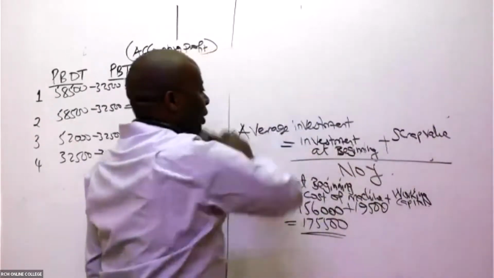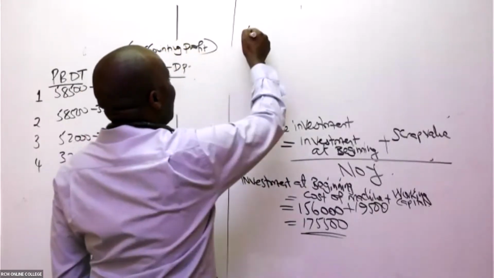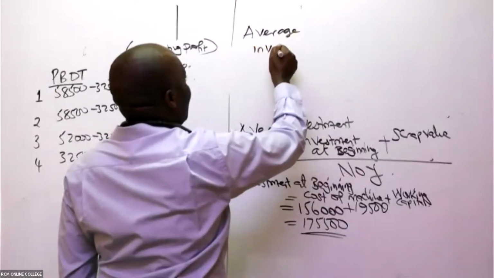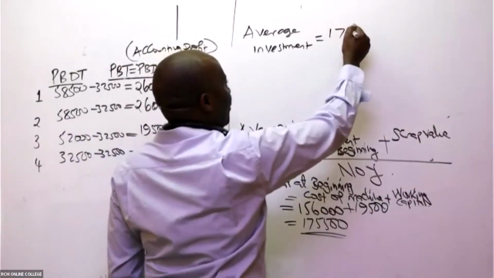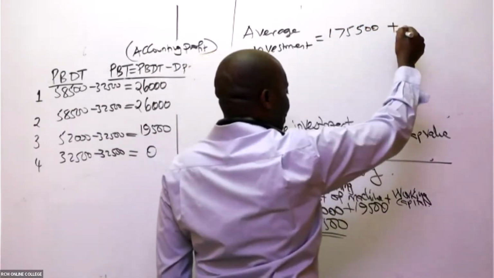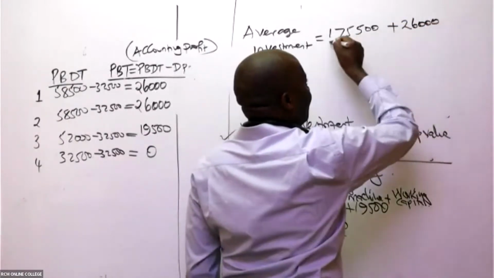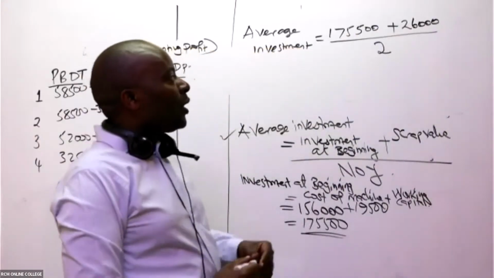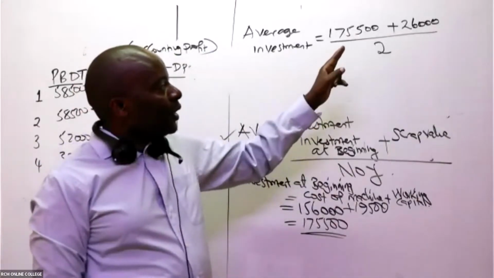And then you'll be able to come here and give us our average investment. So go ahead and give us our average investment. If you do this, 175,500, we add the scrap value, and we divide by 2.